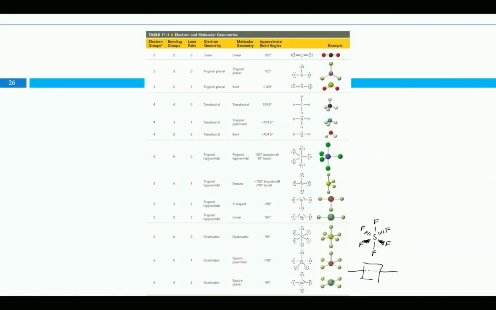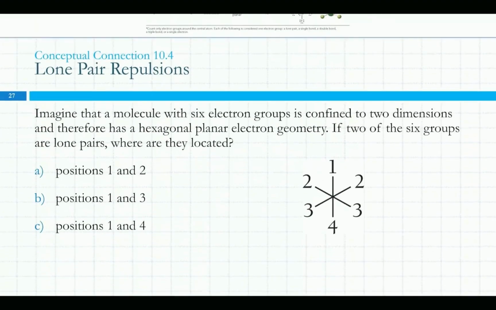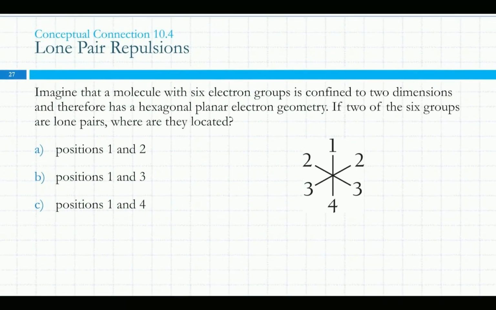So in terms of AXE notation, no. But to draw these shapes, especially for any of the 3D ones, it would be best to draw it like this, with those dashes and wedges. Okay, so imagine that we've got this molecule then with 6 electron groups. It's confined to 2 dimensions. So it is flat. It's not 3D. It's not any of the shapes that we've seen.